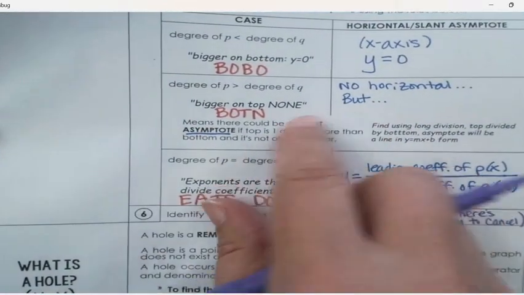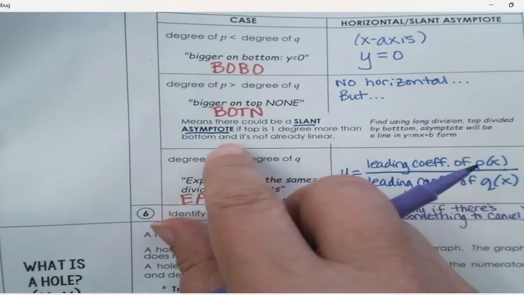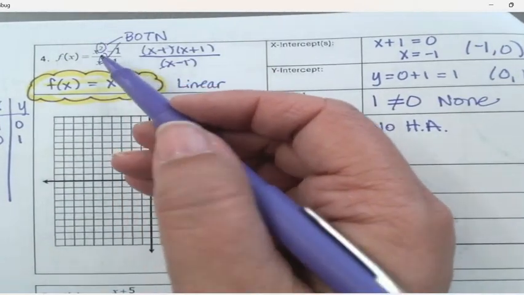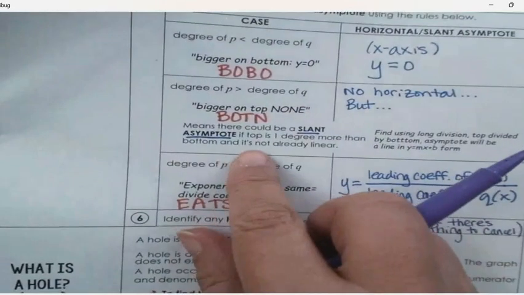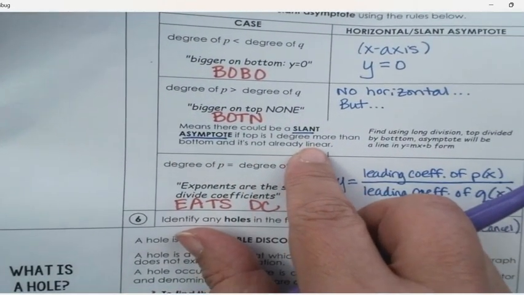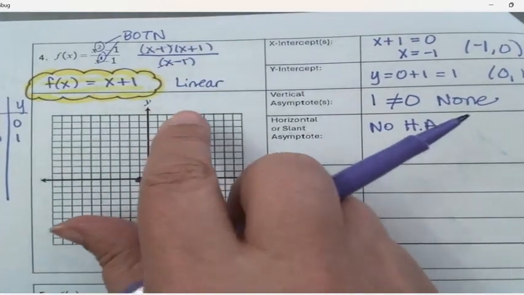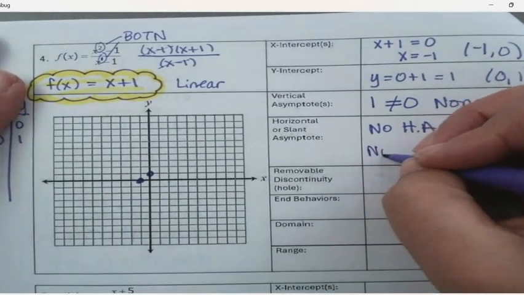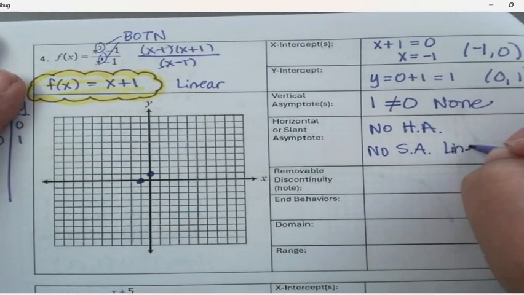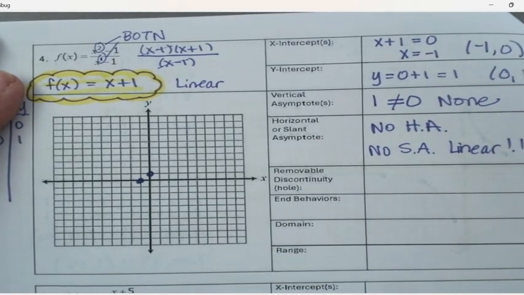but that means we have to check for a slant asymptote. Now let's read the directions on the front of the page here. Bigger on top, none. Okay, read this right here. If the top degree is 1 more than the bottom, and is that the case? Is the top exactly 1 bigger than the bottom? Yes. And it's not already linear. Uh-oh. Am I already linear here? Okay, so there's also no slant asymptote because we're already linear.